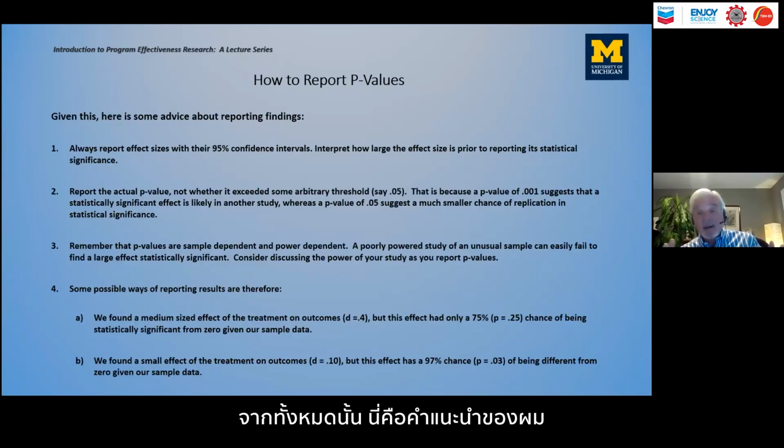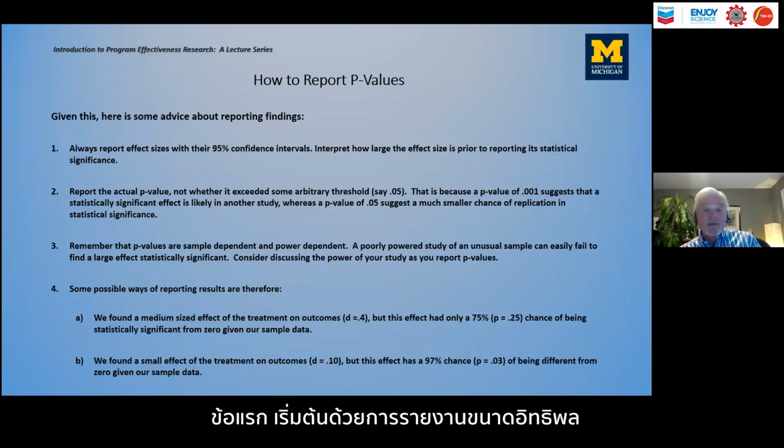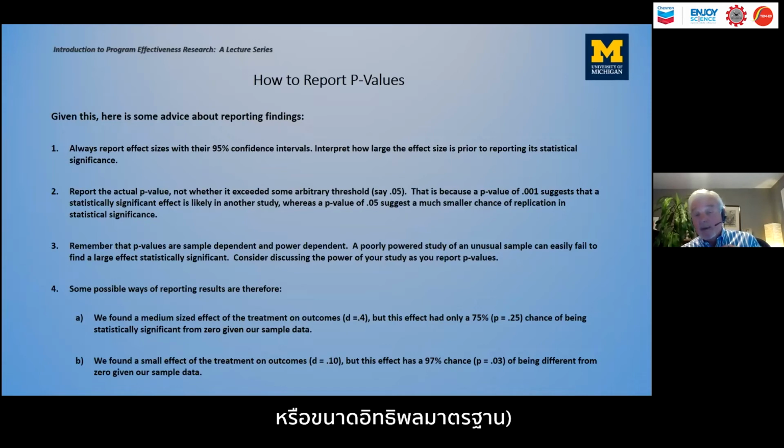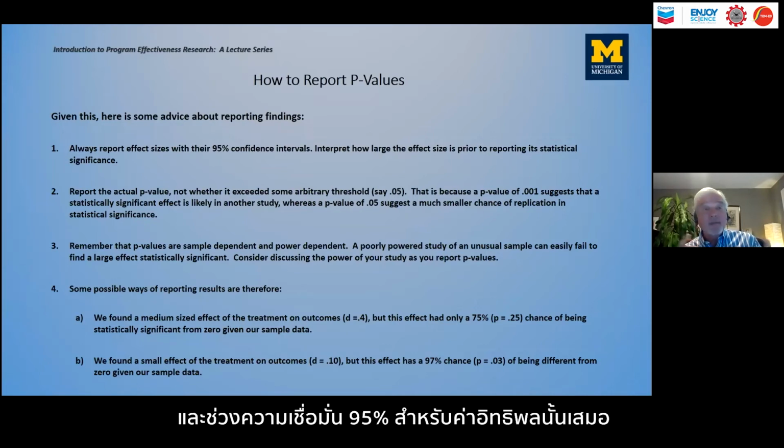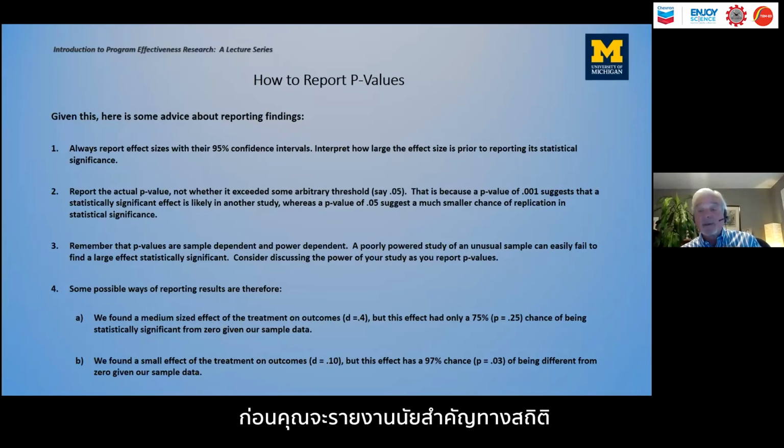So given all of that, here's my advice for how to report effects in a good study report. First, always begin by reporting the effect size as usually some kind of a standardized mean difference or standardized effect size, and the 95% confidence interval for that effect. Then you start by interpreting how large that effect size is before you report statistical significance. Then always report the actual p-value, not whether it exceeded some arbitrary threshold.